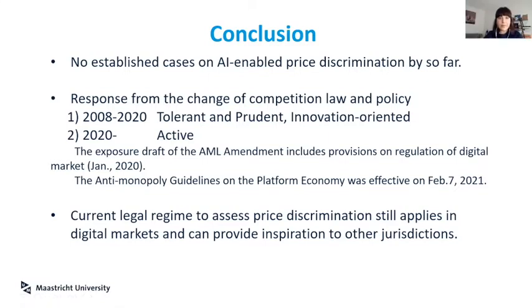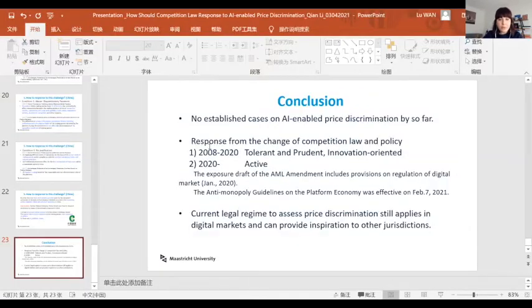Thank you very much to you as well, Tian. It was very interesting to start with competition law and to have a look at what price discrimination looks like from the competition law perspective.